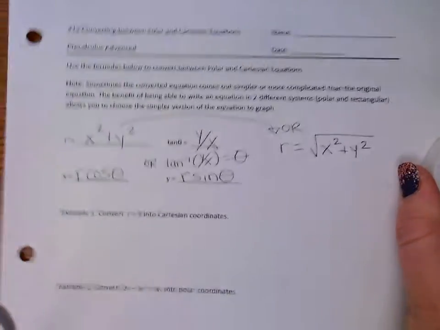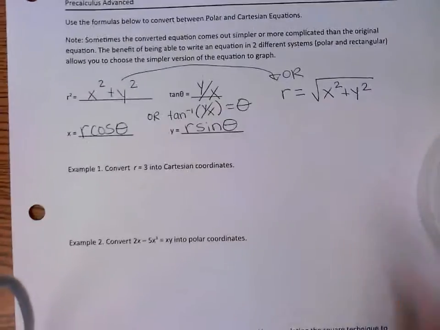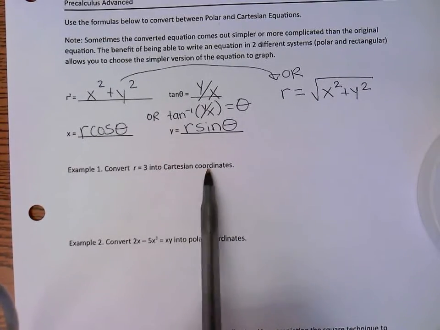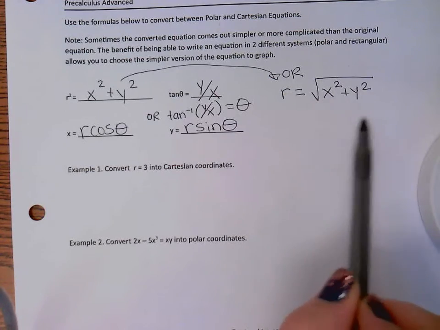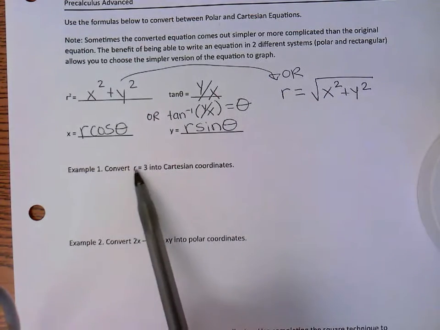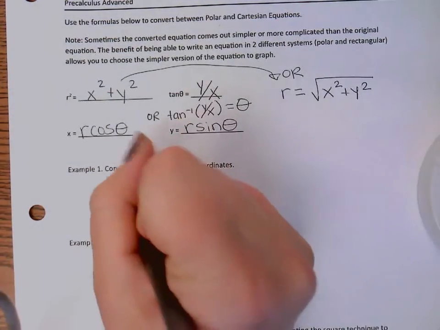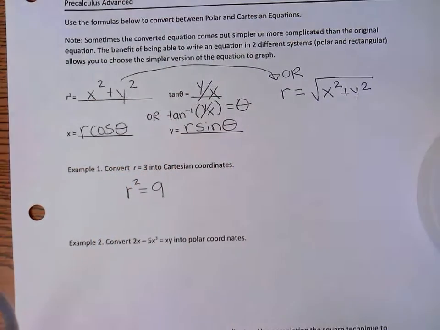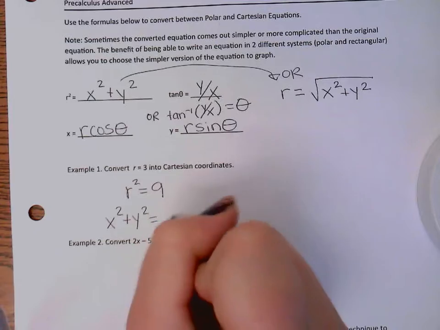All right, so if I had r equals 3 written in polar, how would I write that in Cartesian coordinates? I could substitute in the square root of x squared plus y squared directly for r, but the way we've been writing circles, what I would do first is square both sides of the equation so that I have r squared equals 9 as my first step. And that way I could substitute in x squared plus y squared equals 9.